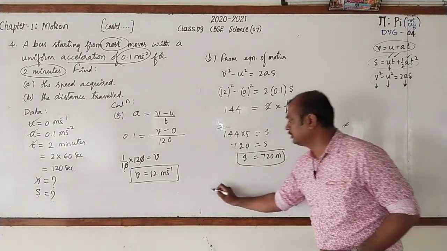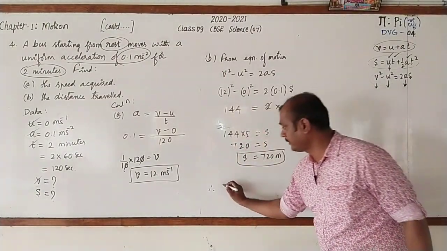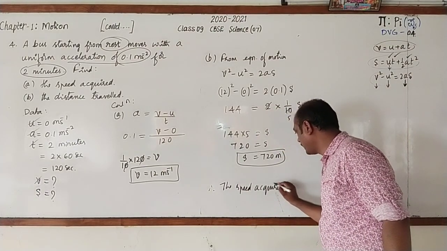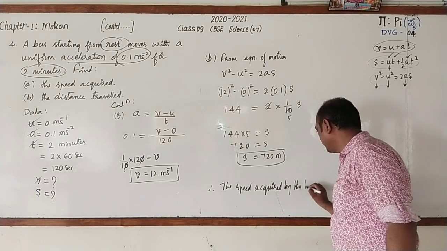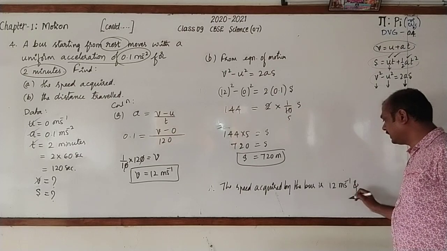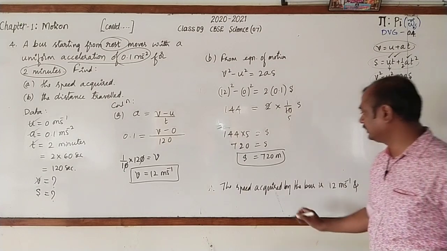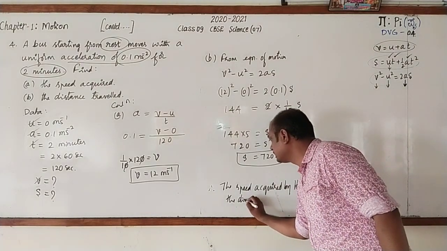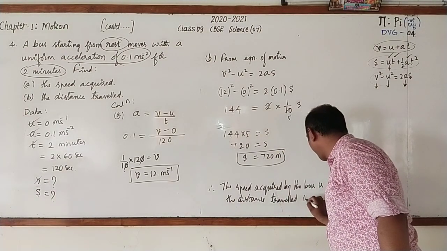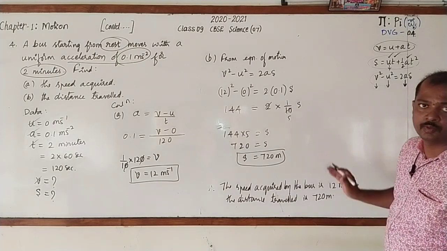Now conclusion. Therefore, the speed acquired by the bus is how much? 12 meter per second. And what is the distance traveled to acquire this much speed? It is 720 meter. The distance traveled is 720 meter. Okay.